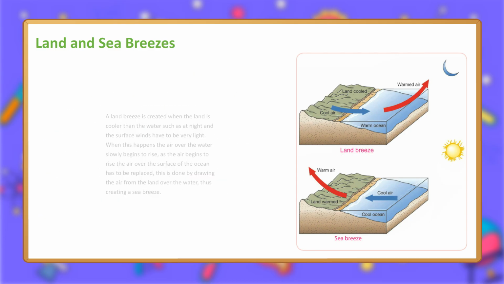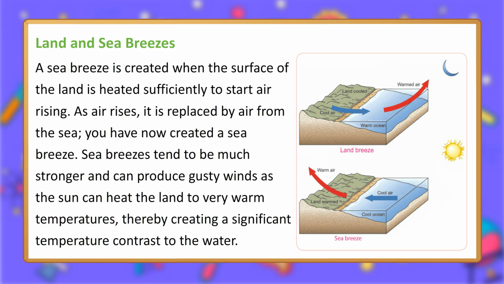Sea breeze. A sea breeze is created when the surface of the land is heated sufficiently to start air rising. As air rises, it is replaced by air from the sea. You have now created a sea breeze. Sea breezes tend to be much stronger and can produce gusty winds, as the sun can heat the land to very warm temperatures, thereby creating a significant temperature contrast to the water.